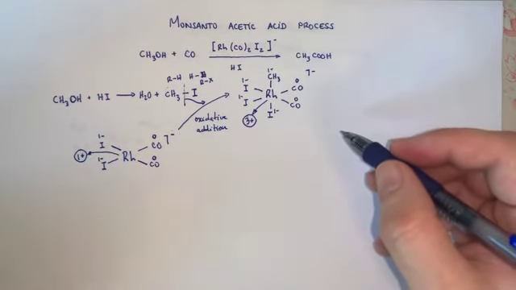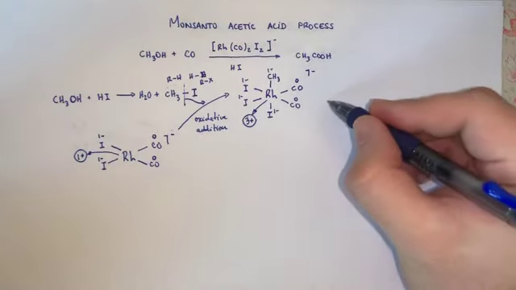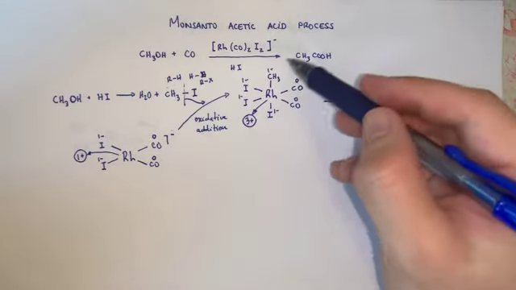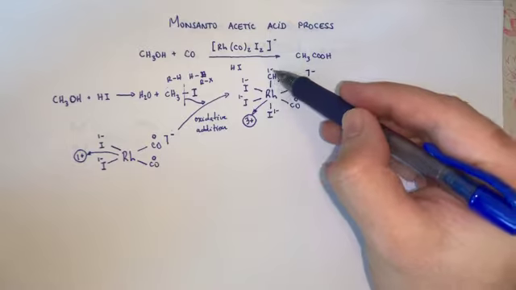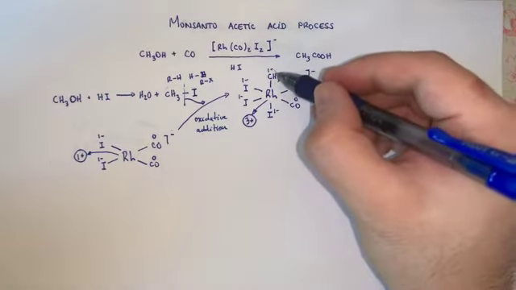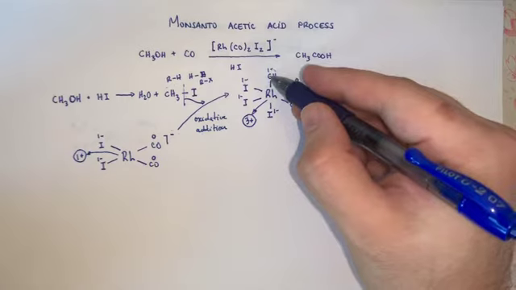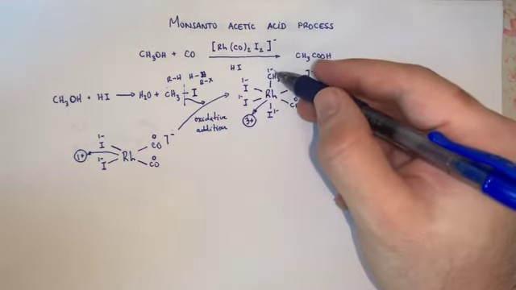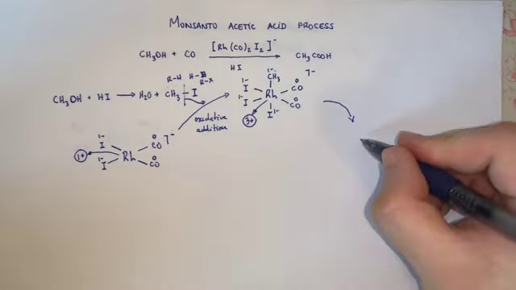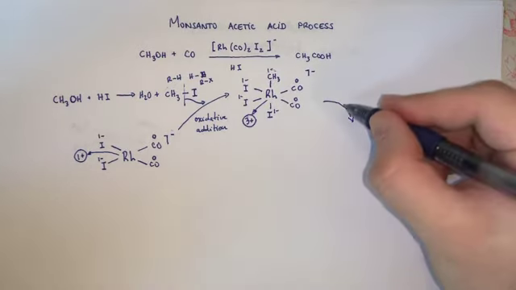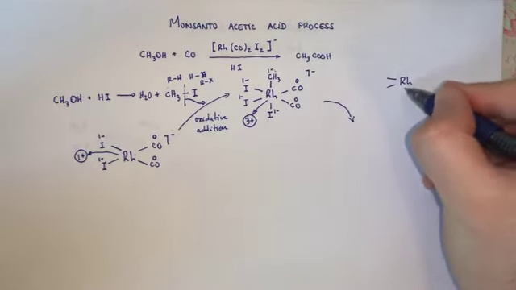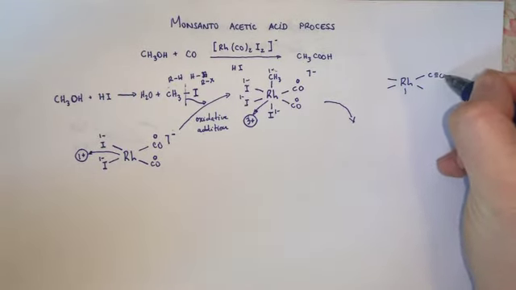Okay, so let's move on to the next step. Now let's move on over here. Okay, so now we have an alkyl group that has a CO neighbor. Every time we have a CH3 or an alkyl group or hydride group neighbor to a CO, we can have alkyl migration. So I'm going to draw here in steps how the alkyl migration will proceed.